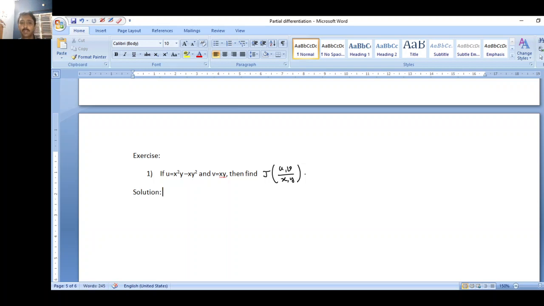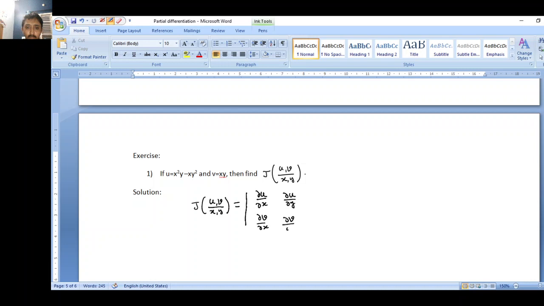Yeah, how do we do this? To begin with, we'll see how to define J of u, v with respect to x, y. How do you define this? By the basic definition of Jacobian, this is the determinant of dou u by dou x, dou u by dou y, and then dou v by dou x and dou v by dou y.